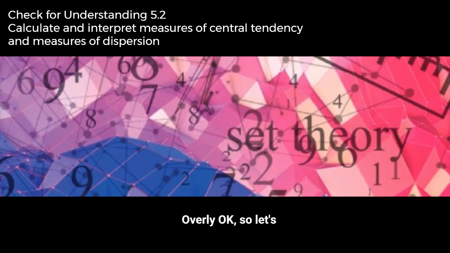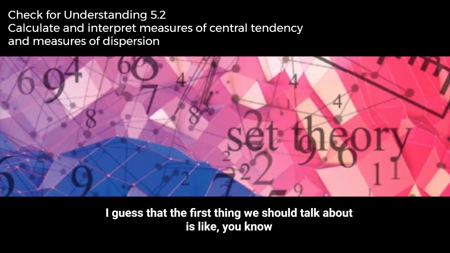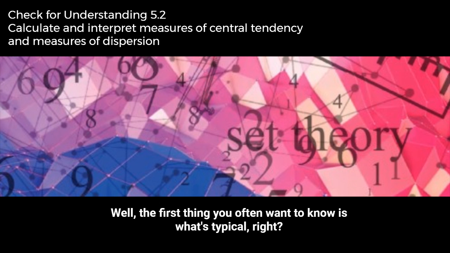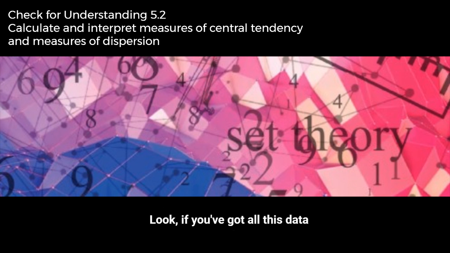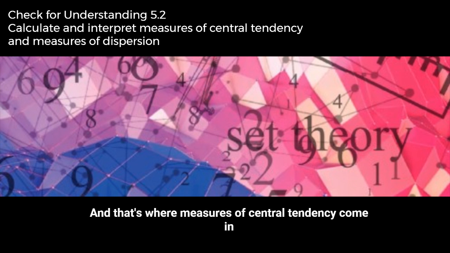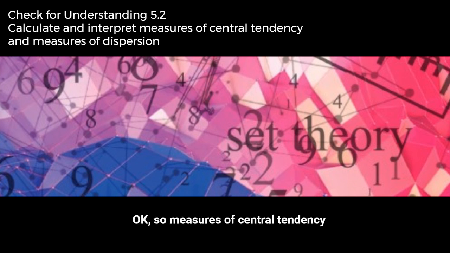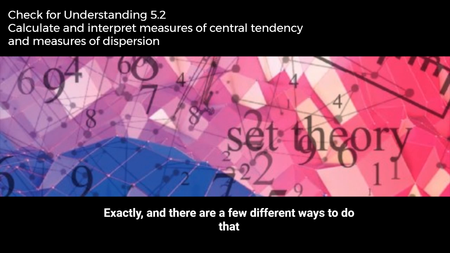Totally. Okay, so let's get into it. The first thing we should talk about is, when you've got this pile of numbers, where do you even start? Well, the first thing you often want to know is what's typical. If you've got all this data, what's the typical value? What's the center point of it all? And that's where measures of central tendency come in. Those are ways to figure out the middle or the average. Exactly, and there are a few different ways to do that.